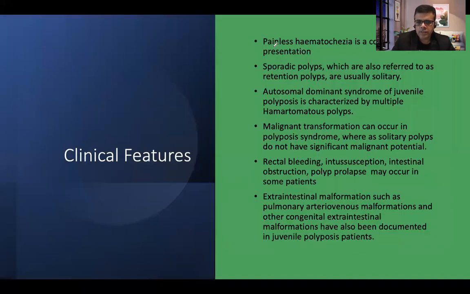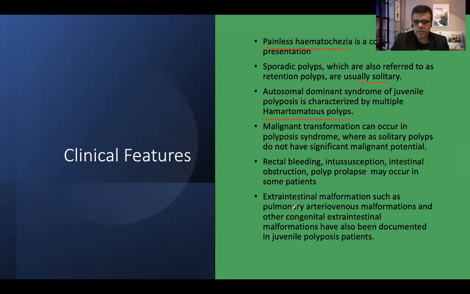The clinical feature is painless hematochezia, or the passage of fresh blood. That is a common clinical presentation. Sporadic polyps are usually solitary, whereas the polyposis syndrome is characterized by multiple hamartomatous polyps. Malignant transformation is quite common in the polyposis syndrome, whereas the solitary polyps generally do not transform into malignancy. Rectal bleeding, intussusception, intestinal obstruction, and polyp prolapse may occur in some of the patients.